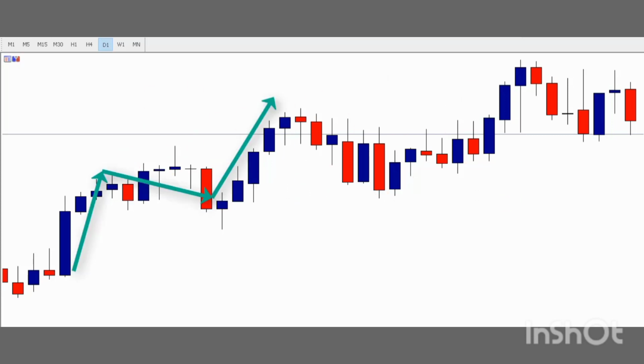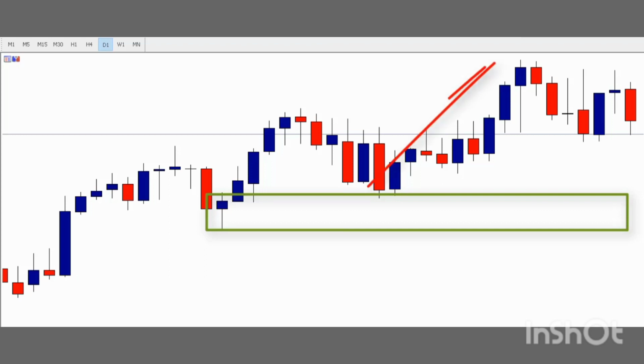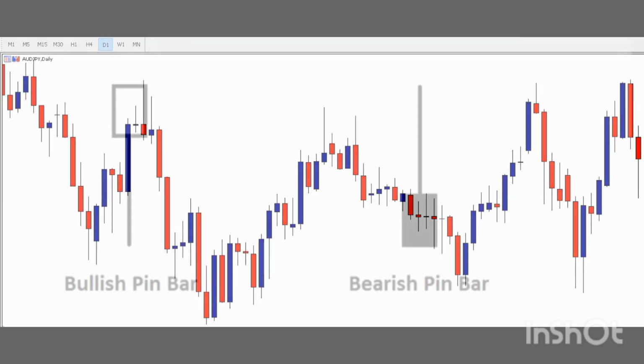You go to another. This is a continuation pattern. As you can see, you look at the extreme low. You see a pin bar. You mark the up and the low. Then you wait for retest. After the retest, you see how your price starts moving towards the upward side.